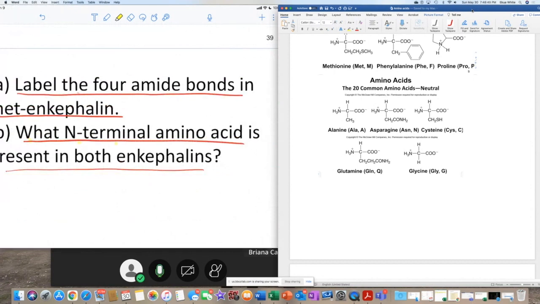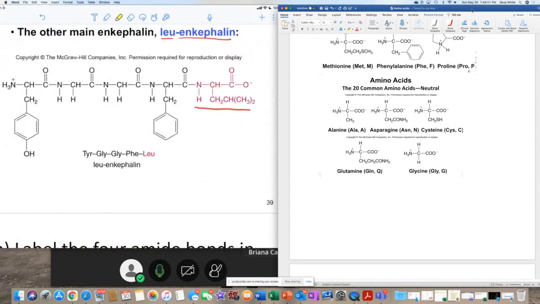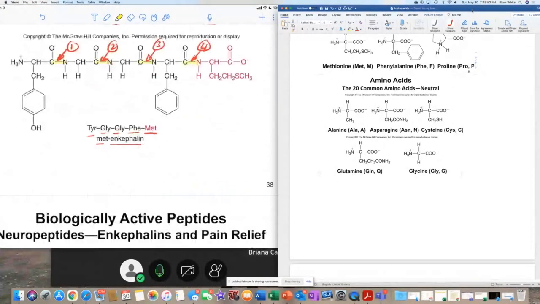What N-terminal amino acid is present in both enkephalins? N-terminal. Let's go to the left, right? So let me start with the top one. I'm usually going somewhere and I get distracted. You probably see me being distracted. That's why I have to be super organized to deal with my natural distraction. I get fascinated so easily by things, and I'm like, oh, look at that.